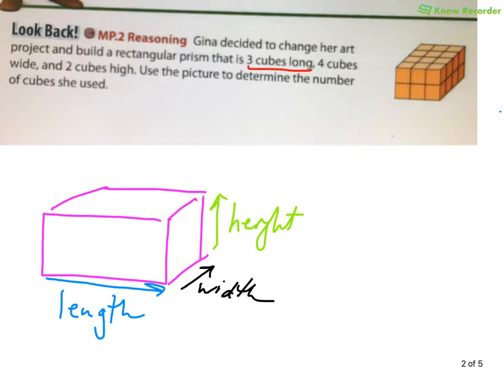It says 3 cubes long. That's a length. 4 cubes wide. And 2 cubes high. So if I was labeling my rectangular prism, that's what it would look like. And if you look over here, you're going to see that they had already done that for us. 1, 2, 3 long, 1, 2, 3, 4 wide, 1, 2 high. All right? Length, width, height.